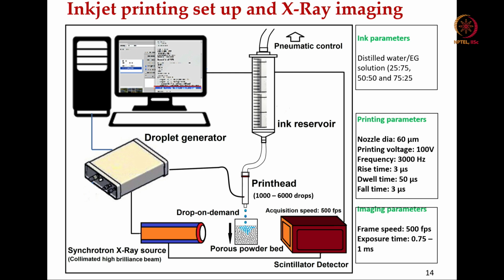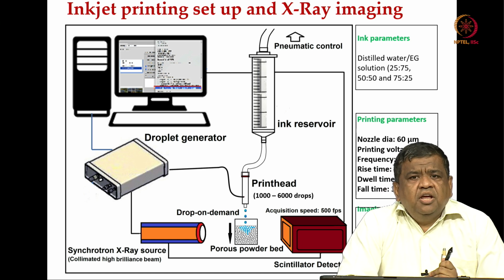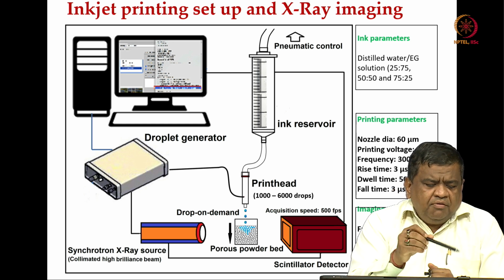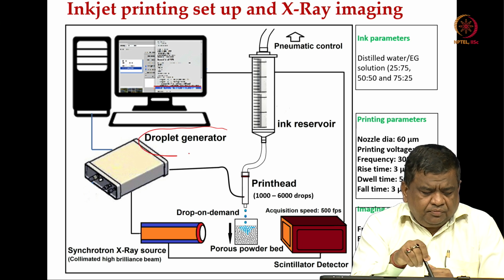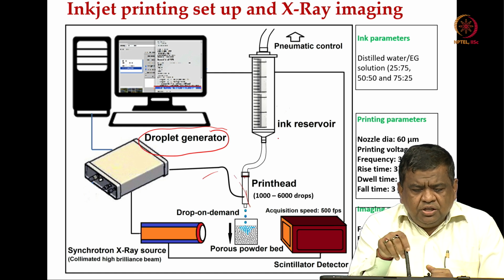So, what have we used? We have used essentially X-ray imaging techniques. This is the experimental setup that you can see. You have a droplet generator here, and this droplet generator will generate drops on demand. These drops, through this print head and numeric control, this ink reservoir, will be essentially impinging on the powder bed.